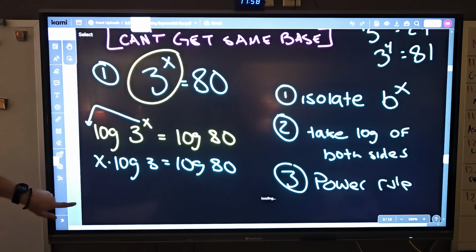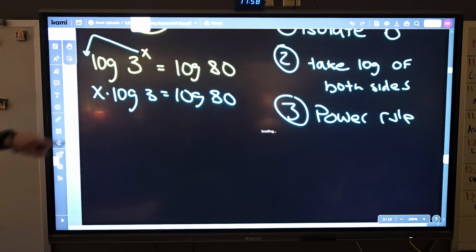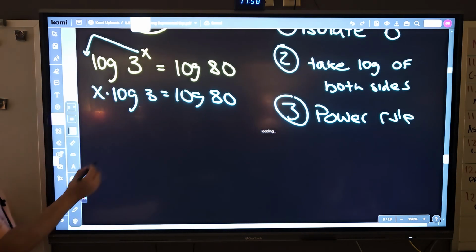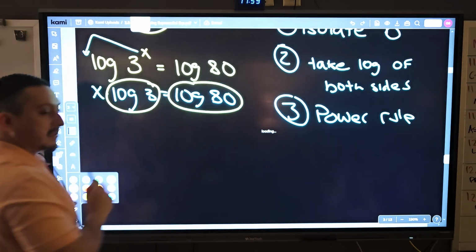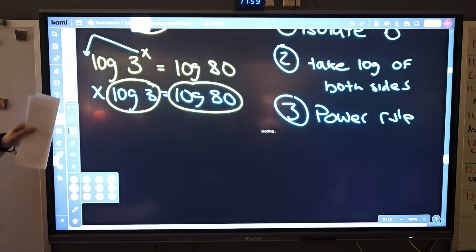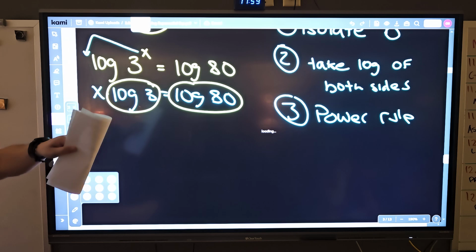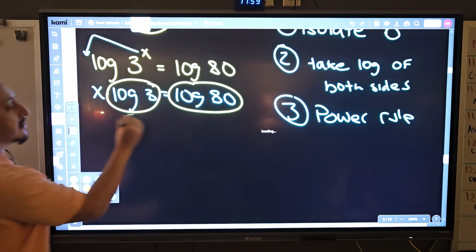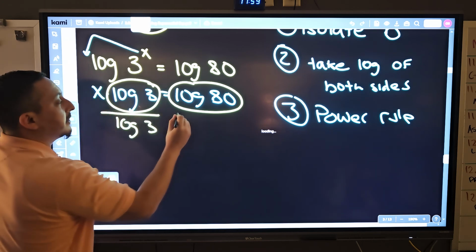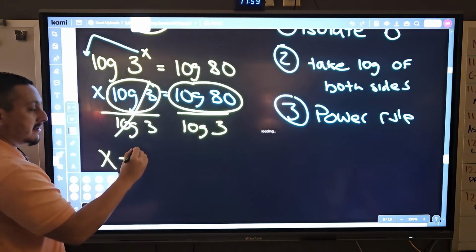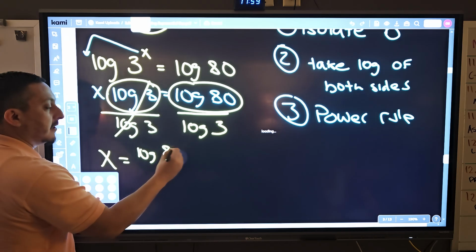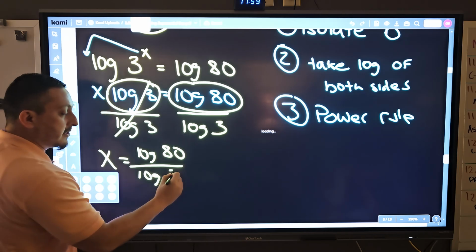Now, why would we want to do that? Now, think of this. Log of 3, guys, is just a number. Okay, it's some decimal. Log of 80 is just a number. Okay, so you're just doing x times number equals number. And so just algebra 1 again. Okay, so divide both sides by log of 3. X equals log of 80, just a number, over log of 3, just a number.